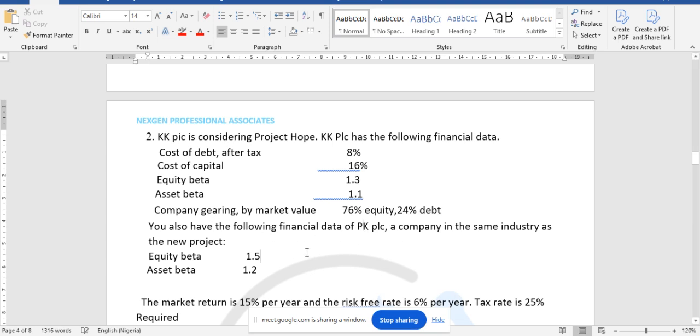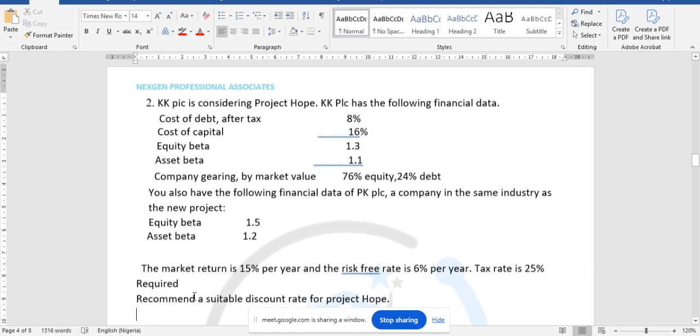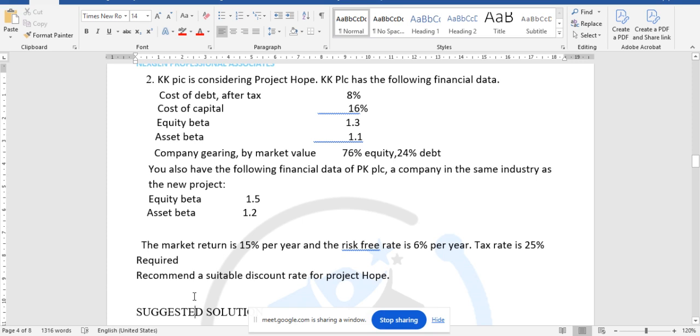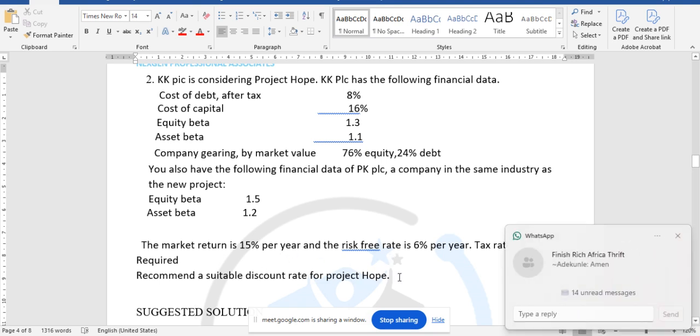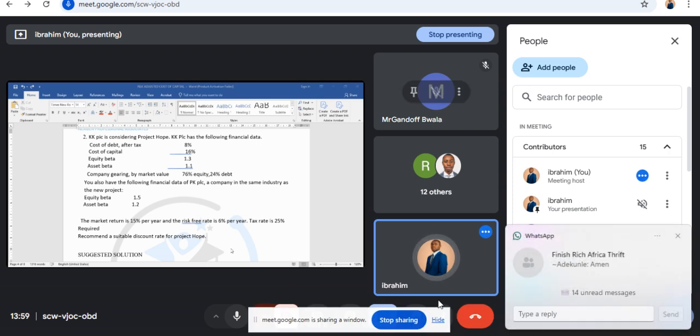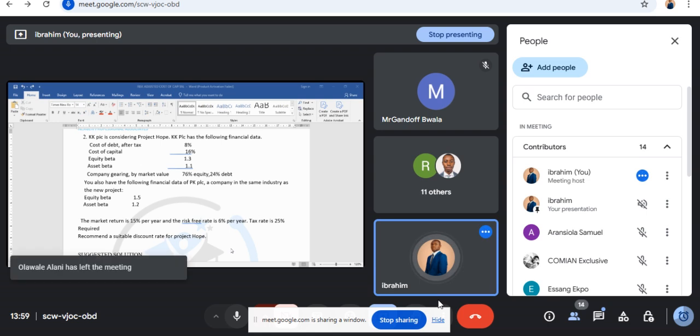But you can see the financial information of the company they are diversifying into, the equity beta and the what? The asset beta. You can see it. The market return, the risk free, and the tax required. Recommend a suitable discount rate for Project O. You can see they did not tell you that the cost of equity is to be used. They say discount rate, and somehow the question may come this way as well. Recommend which of these discount rates are we giving? So you should know that this company wants to diversify, so you need to use an appropriate cost of capital, which is the discount rate that they will use to discount that particular project, and that discount factor will include what? Risk. Right.